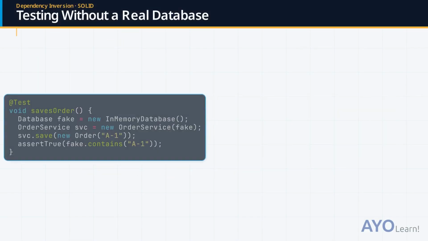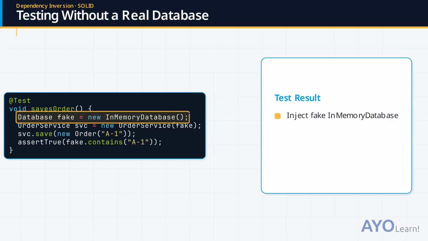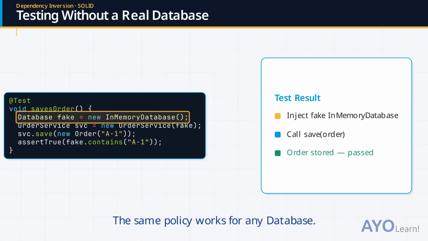Because OrderService depends on an abstraction, we inject a fake in-memory database for testing. Call save, then confirm the order was stored. Same policy works, no real database needed.